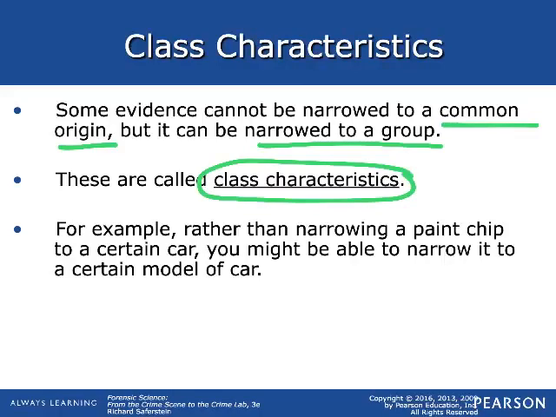Okay, so one of the examples the book gives is rather than narrowing a paint chip to a certain car, you might be able to narrow it down to a certain model of car. Or all the Hondas had the same kind of paint, and it could be exactly the same, but you might not be able to narrow it down that much. There might be too many of them.